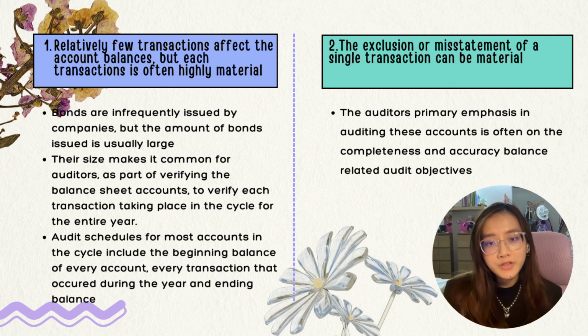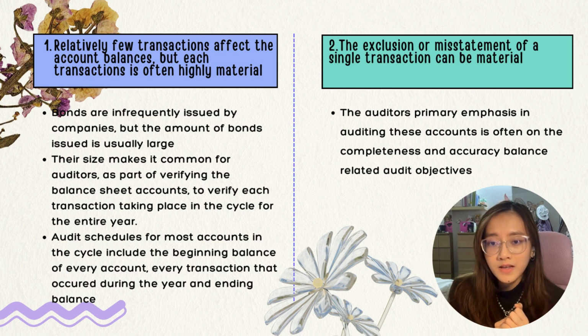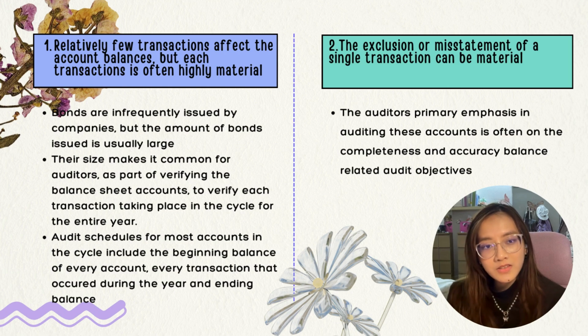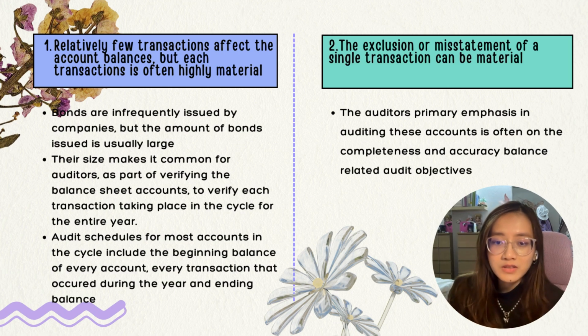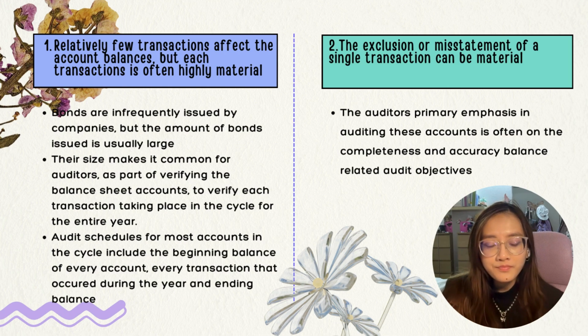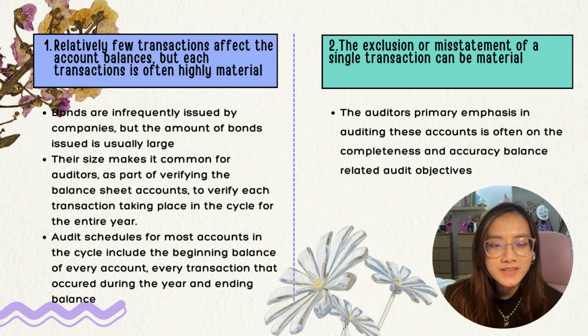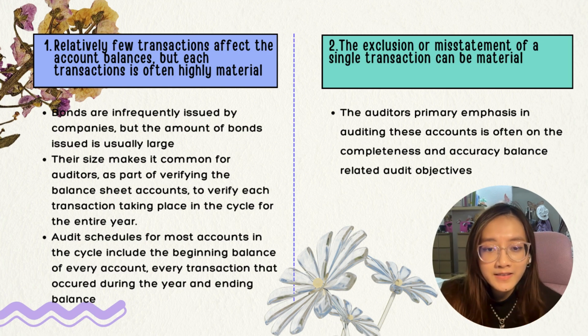So when bonds are issued by companies, the amount of bonds is usually large. This statement highlights that companies do not issue bonds very often. However, when they do issue bonds, the value of these bonds is substantial. This aligns with the previous statement, as these infrequent transactions involving large amounts are highly material to the company's finances. The size makes it common for auditors, as part of verifying the balance sheet accounts, to verify each transaction taking place in the cycle for the entire year.